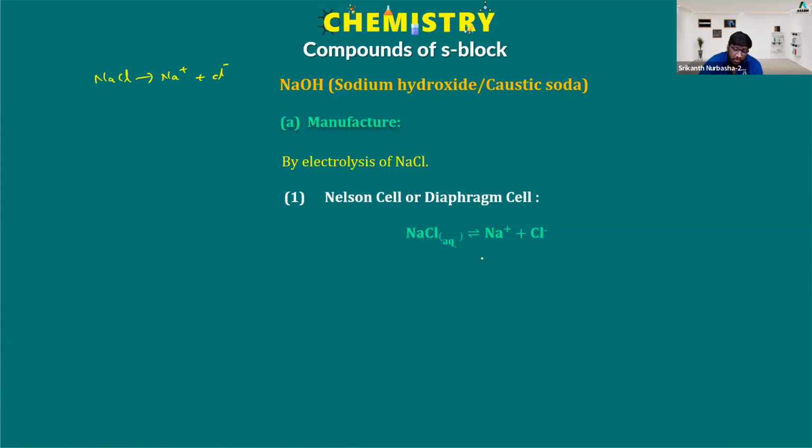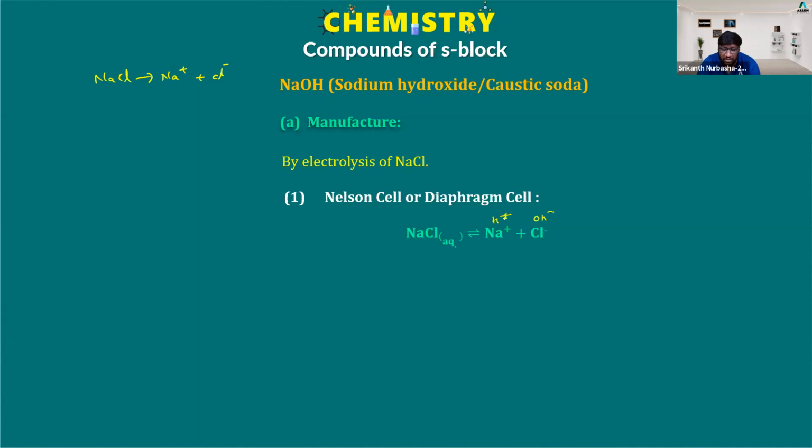Along with Na+ we have water, and along with Cl- also we have water. Water also dissociates to produce H+ and OH- ions. There is competition between Na+ and H+, and between Cl- and OH-. So at the cathode, what happens? The cathode is negatively charged, so the positively charged Na+ and H+ ions move towards it.